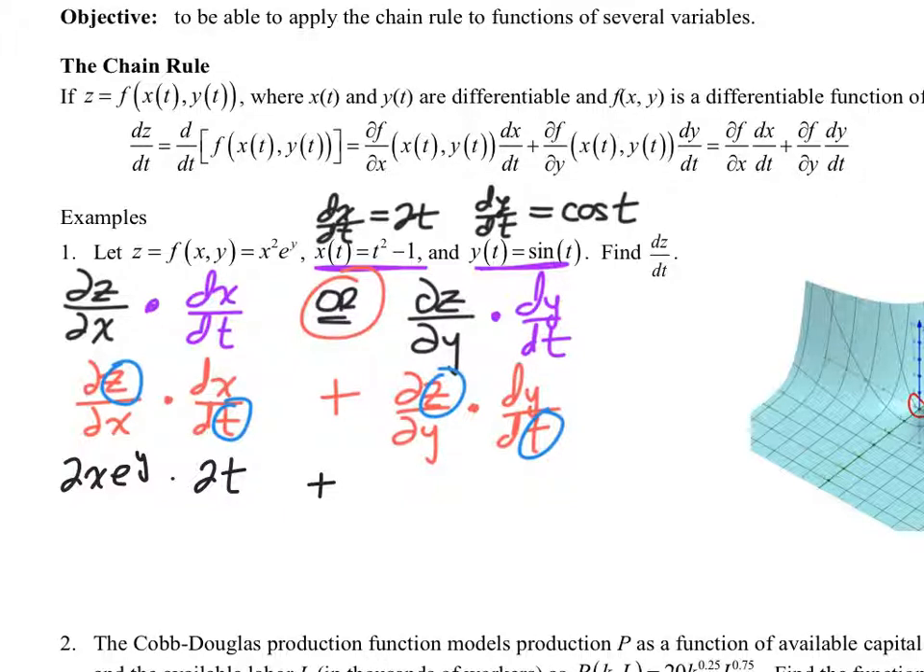Partial derivative with respect to x, yeah. So derivative of x squared became 2x, and I'm leaving the e to the y alone. dx dt I got from here, which is 2t. Partial with respect to y. I'm leaving the x squared alone, and I'm taking the derivative of e to the y, but e to the y has a derivative that's e to the y. So nothing changes for that one. x squared e to the y. And we know dy dt is equal to cosine t.